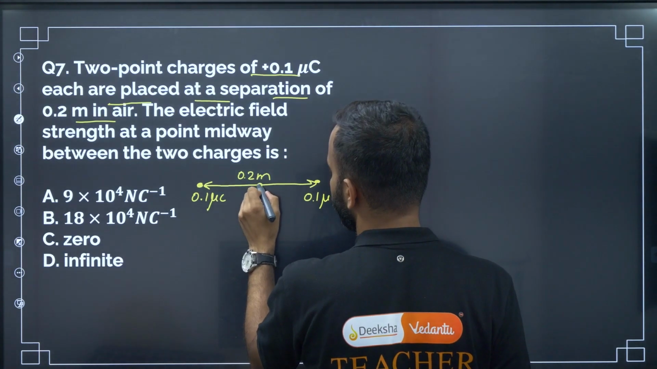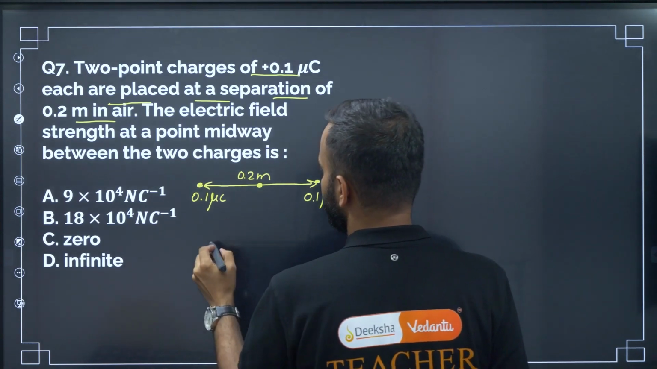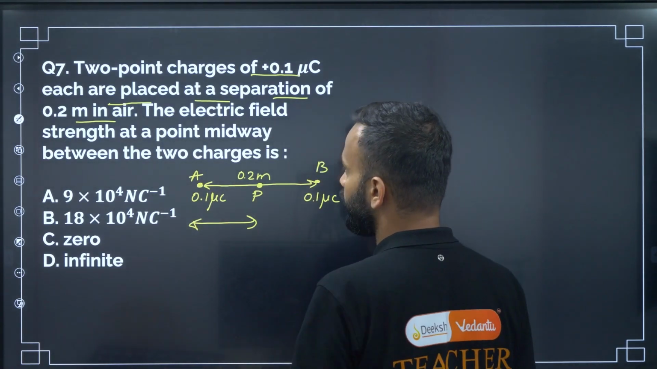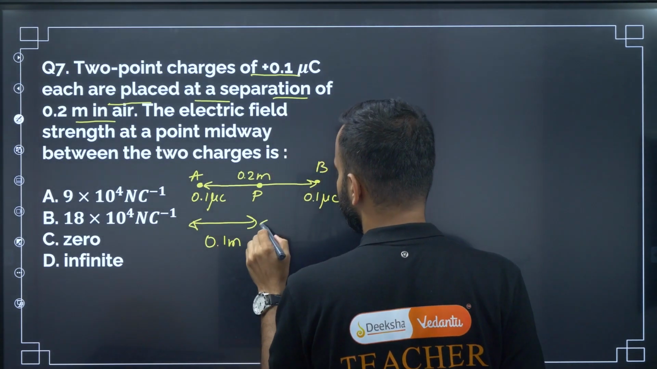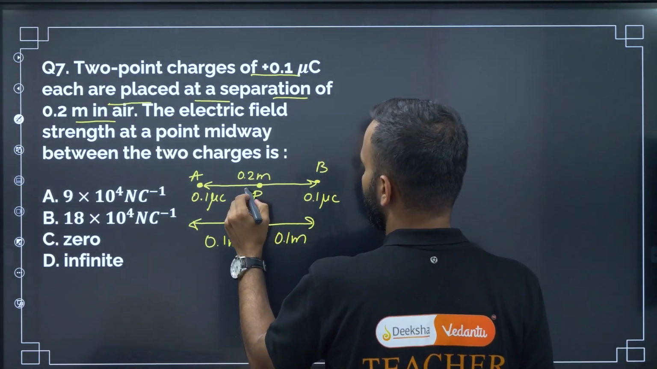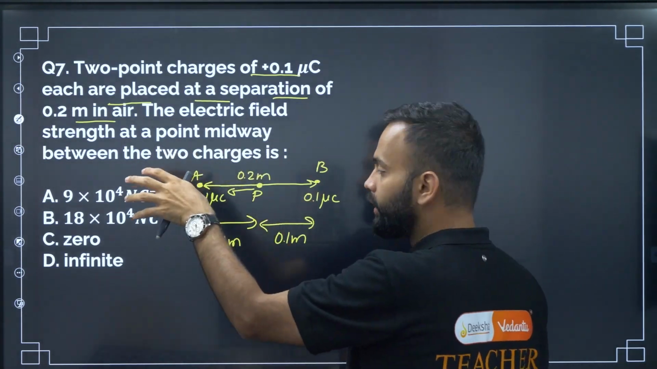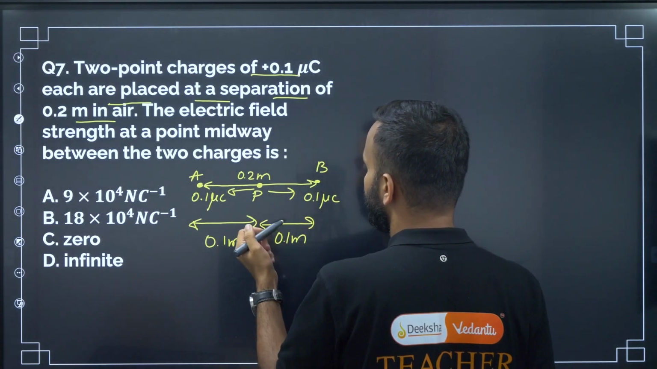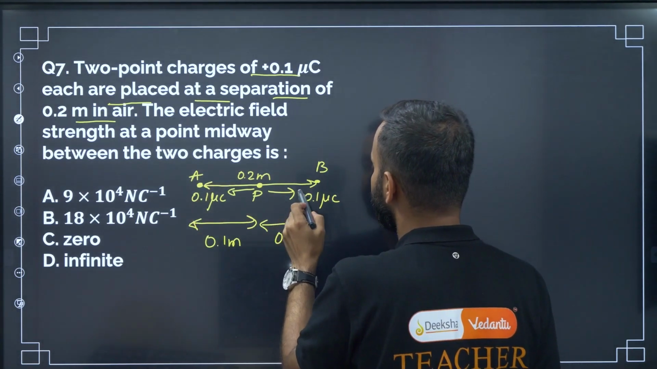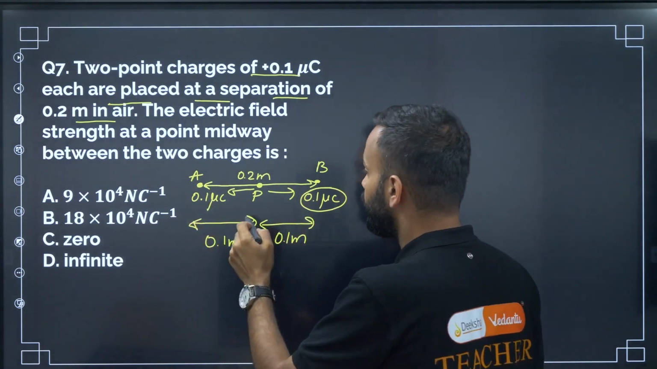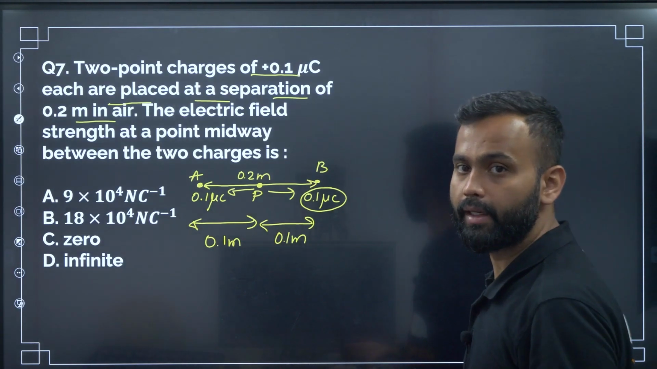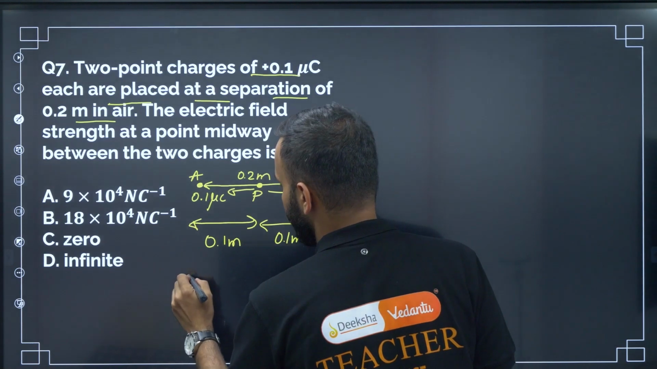Here we need to find the electric field at a point lying midway between the two charges. So the distance between point P and the 0.1 microcoulomb at point A is 0.1 meter, and the distance between point P and B is also 0.1 meter. The direction of the electric field at point P due to the 0.1 microcoulomb at B is towards left, and the direction of the electric field due to the 0.1 microcoulomb at A is towards right. So both are in opposite directions, and the magnitude of the electric field is the same.